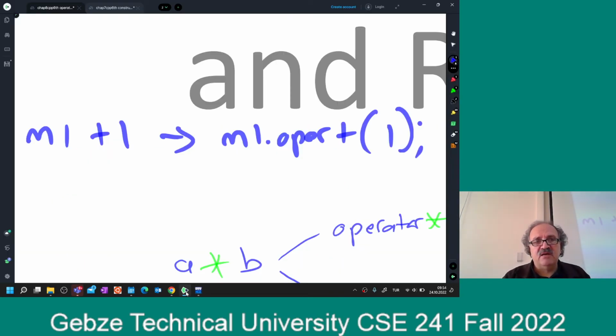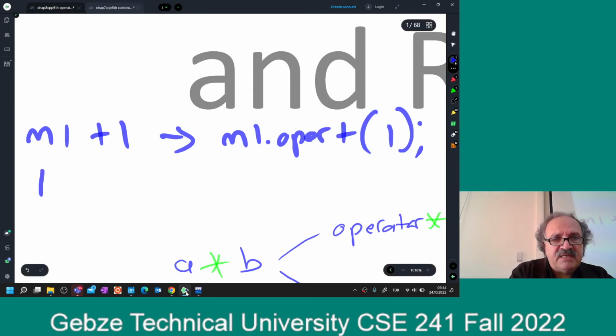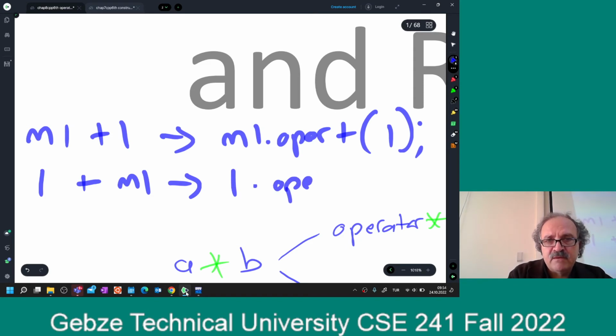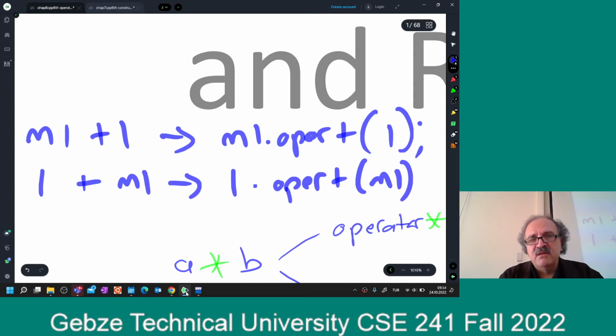But how about this one? 1 plus M1 is going to be 1 dot operator plus M1. So it looks like in the class of integers, class int, there is a member function named operator plus, and it takes a money object. Can I overload it this way?